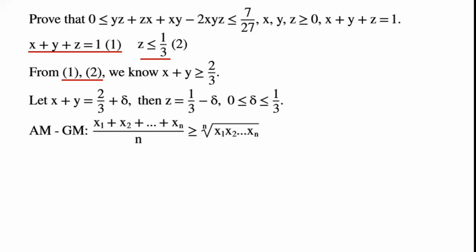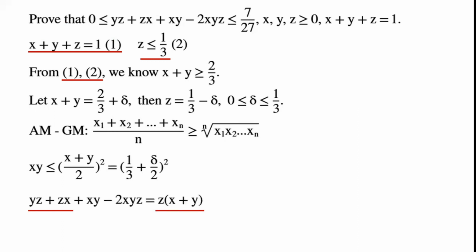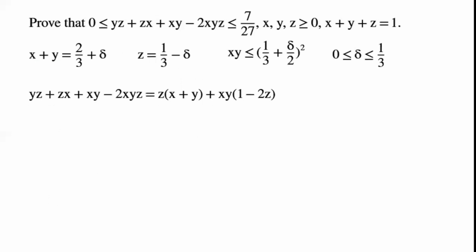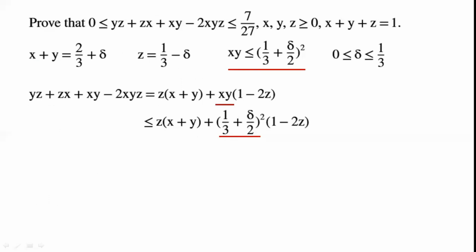By AM-GM, the arithmetic mean is greater than or equal to the geometric mean, so xy is less than or equal to (x plus y over 2) all squared, which is equal to (1/3 plus delta over 2) all squared. yz plus zx can be written as z times (x plus y), and xy minus 2xyz can be written as xy times (1 minus 2z), as xy is less than or equal to (1/3 plus delta over 2) all squared.